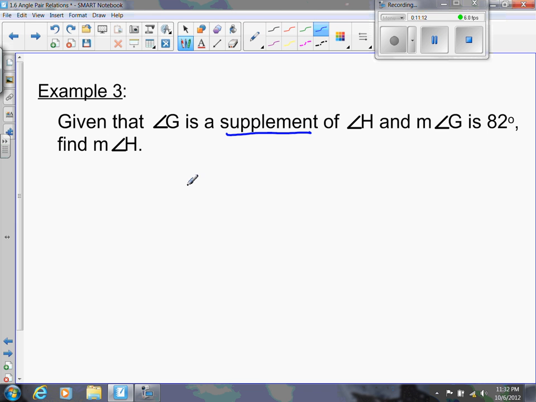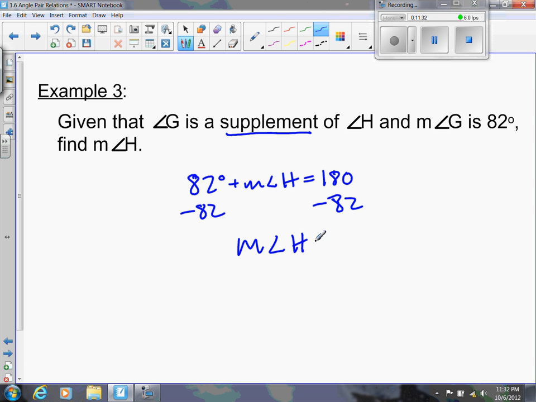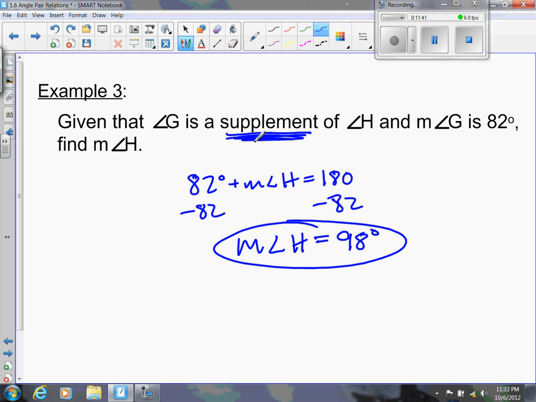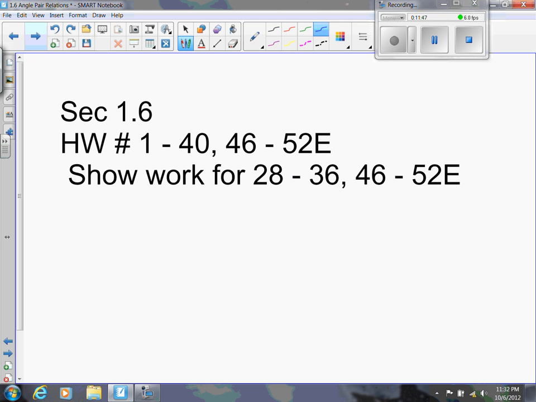So basically since they're supplementary, then I'll say 82 degrees plus the measure of angle H is going to equal 180. So when I subtract 82 from both sides, I get the measure of angle H being equal to 98 degrees. Knowing the vocabulary makes the problem easy. Gotta know what they're talking about.